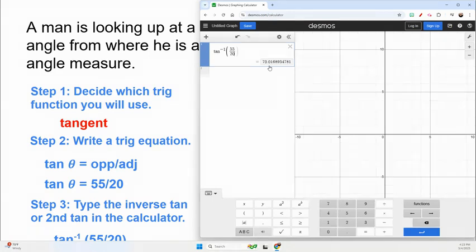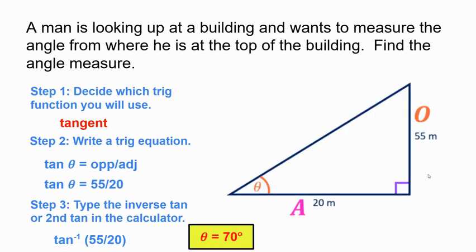Of course, we want to make sure we round appropriately. I think our problem told us to round to the nearest degree. So our answer is that theta is 70 degrees.